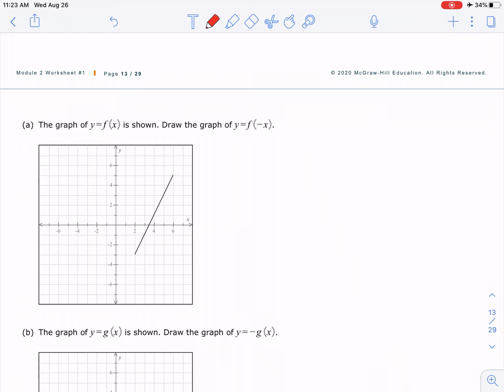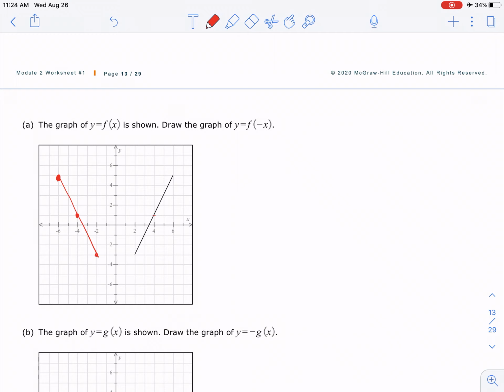So I'm going to go negative 2, negative 4 is right here, and 6 is 5. And you have the graph.